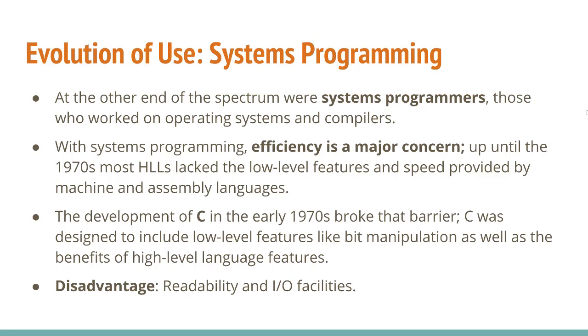as well as many of the benefits of higher-level languages, such as the ease of writing expressions and things like that. The disadvantage of many of the languages used for systems programming has often been readability and the I/O facilities. C's I/O facilities are notoriously cryptic, and if you wanted to write something very confusing in C, you could fairly easily.